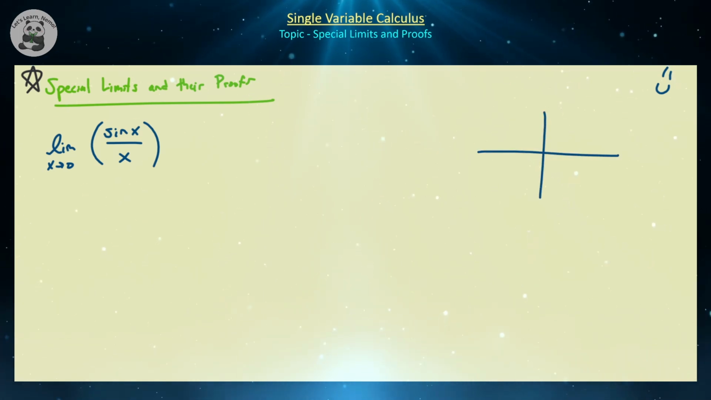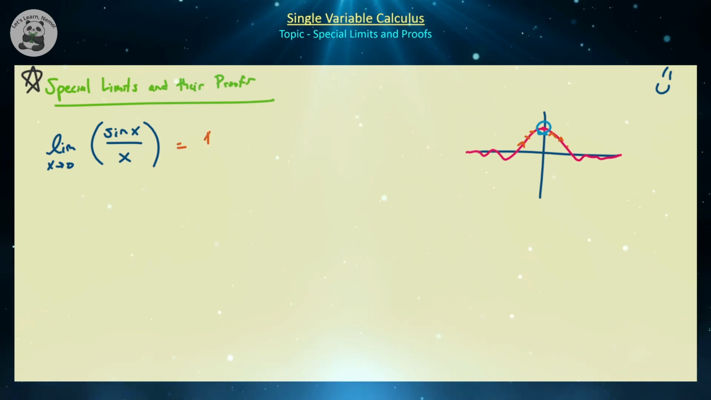And if you don't know what this function looks like, it's like a sine wave that diminishes as x approaches plus or minus infinity. So if you were to analyze the graph of this curve, it's obvious that the function does approach something from the left and from the right, and in particular, this value is equal to 1. But how to prove it?